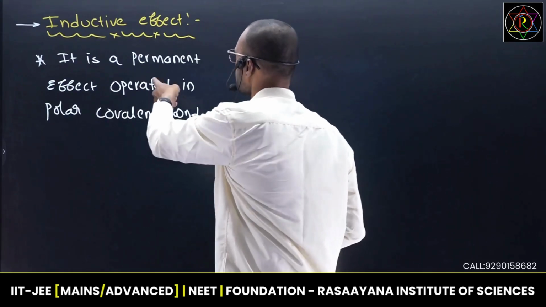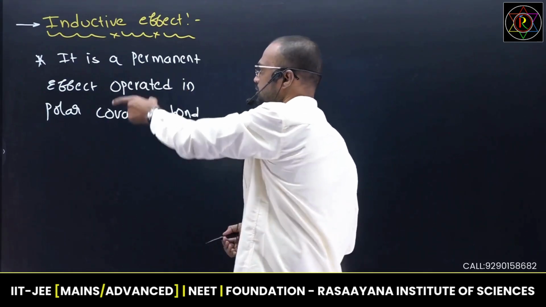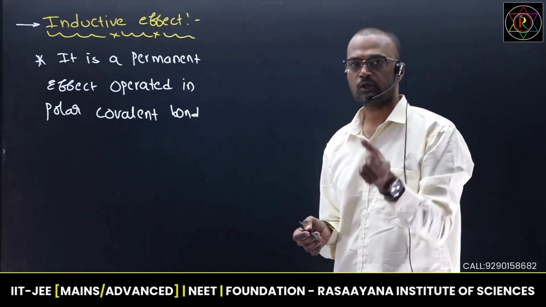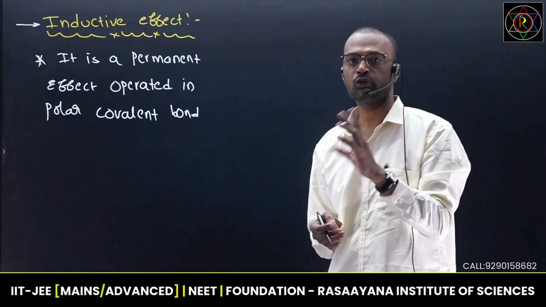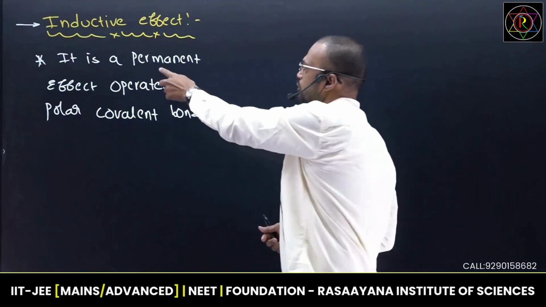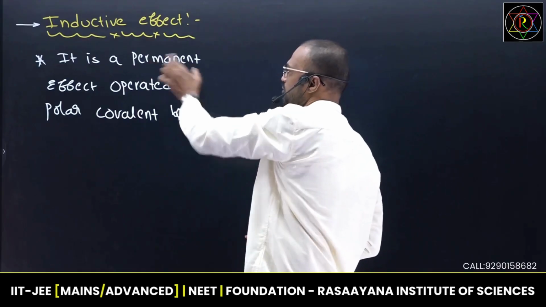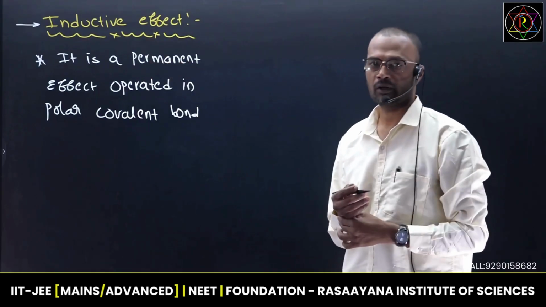So what is the meaning of permanent effect? Permanent effect is the effect responsible for displacement of electron density from one atom to another atom without using any reagent. Without using any reagent is called permanent effect, with reagent is called temporary effect.